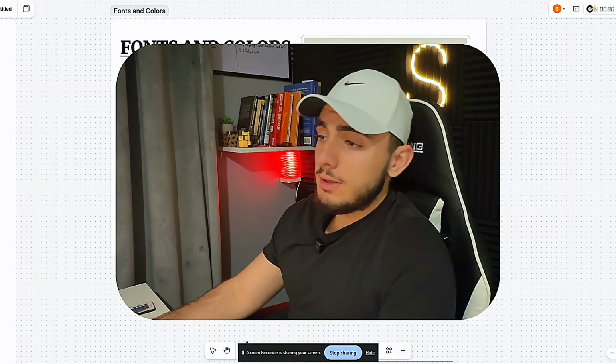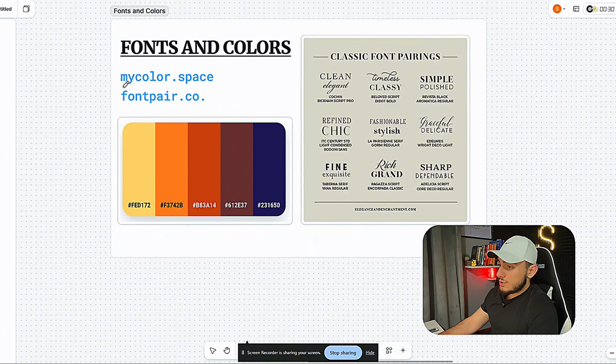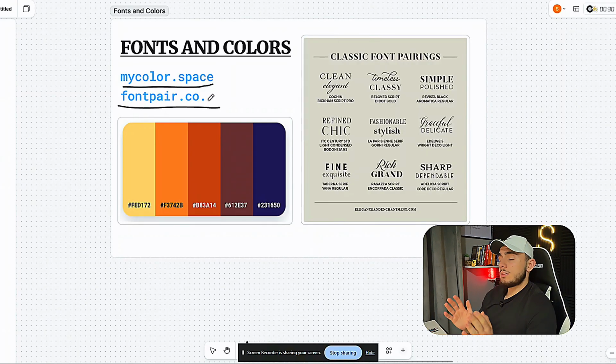But for now, you can use some of these tools to help you out. First one is mycolor.space, and then the other one is fontpair.co. And these are great tools for choosing your fonts, pairing your fonts, and then choosing your color palettes for the website. So definitely check those out.